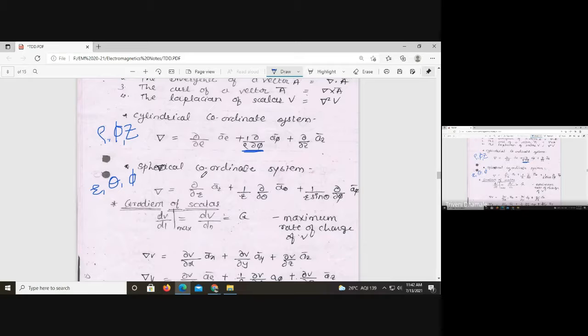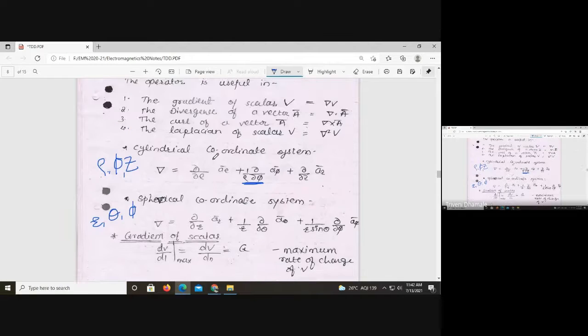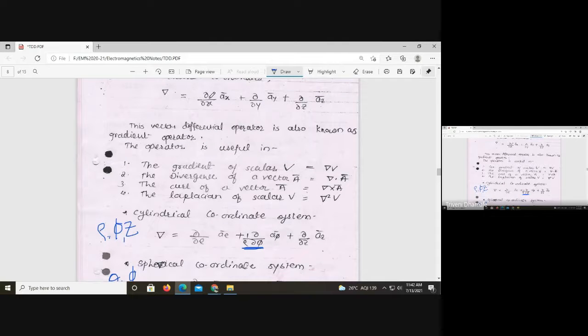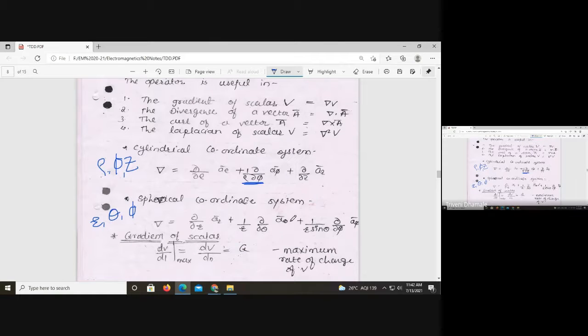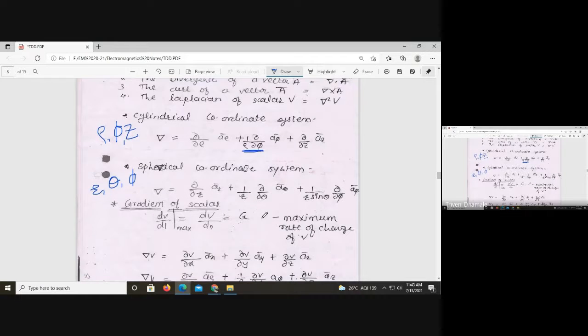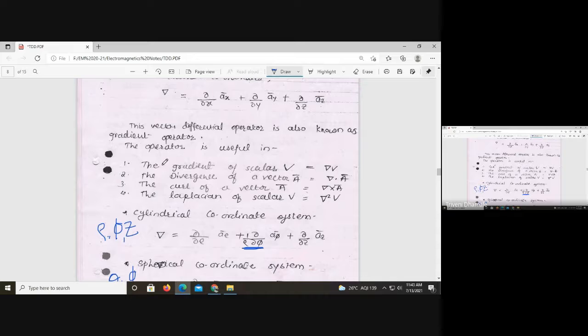Three important formulas: del in Cartesian is simple, partial derivative with respect to x; then in cylindrical, and in spherical. For this, the differential length is very important. What is the differential length? According to that, using some tricks, you have to remember this del formula for cylindrical and for spherical.